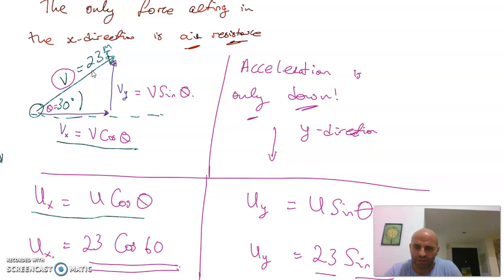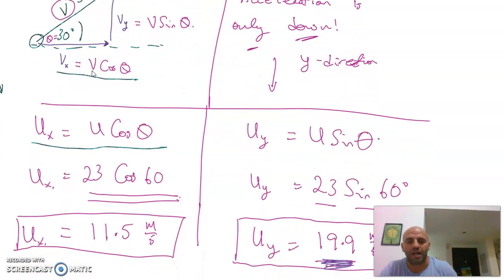Subbing in here, we're going to take the initial velocity, so we'll use U instead of V. So the initial velocity in the x direction is going to be the initial velocity times cosine of the angle. The initial velocity in the y direction is going to be that initial velocity, 23 meters per second, times the sine of the angle. Plugging in the numbers, that gives you 11.5 meters per second in the x direction and 19.9, or almost 20, meters per second in the y direction.